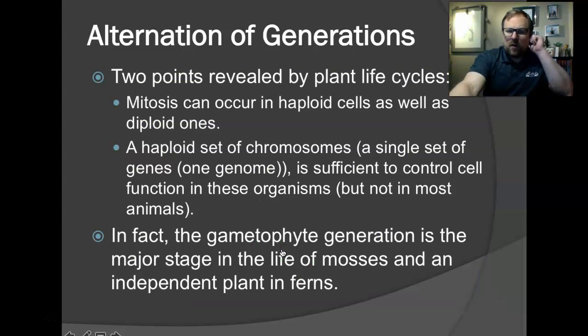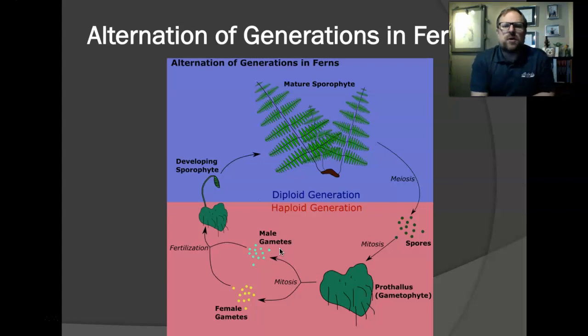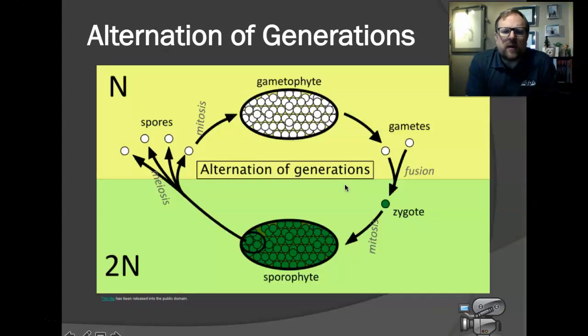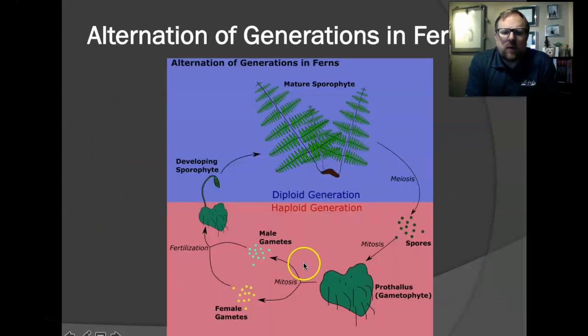What I want to do, let me just show you another one here, with a fern, which is another type of plant that we have out there. And again, we've got two different generations. We've got our haploid generation and our diploid generation, which is opposite of what we had up here, right? We had 2N at the bottom and N at the top, right? We've got N at the bottom, 2N at the top here.